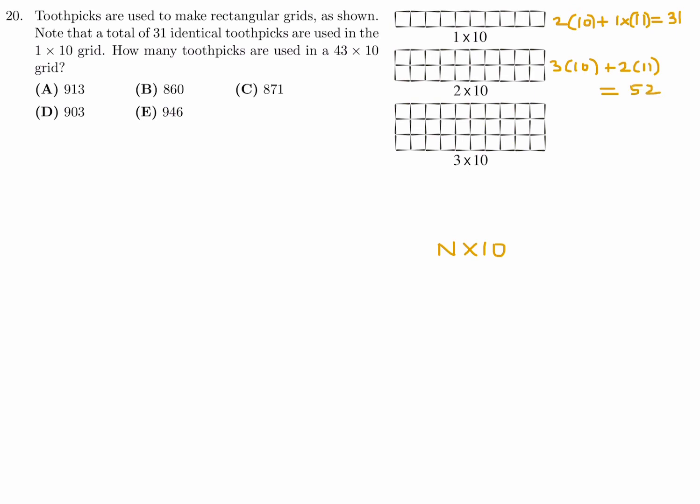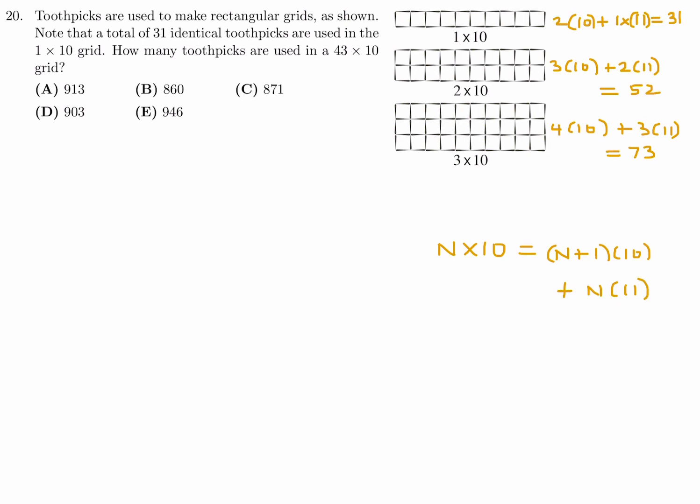For the next one, same sort of story. It'll be 4 times 10 plus 3 times 11. And that turns out to be 73. Okay, now let's try to figure out a general formula for n times 10. As I hope you can see so far, it will be n plus 1 times 10 plus n times 11. That is my general formula.